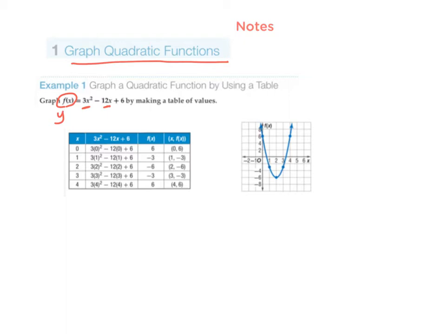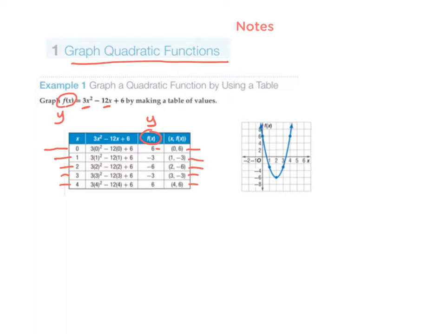So I'm going to pick 5 points, and I've already done it right here. If I pick 0 and put it in for x, I will get 6 for y. So our coordinate is 0, 6. I can do the same thing for 1, 2, 3, and 4, and I get my answers as I go through and plug in and do the math. Remember, f of x is the same thing as our y value, and that's where that comes from.